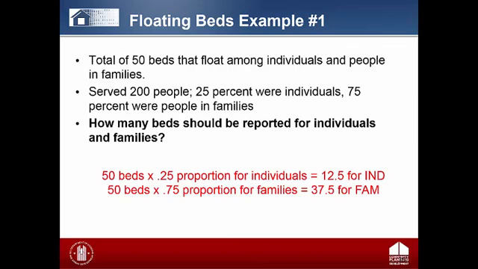To calculate the number of beds to be reported for individuals, we take the total number of beds, 50, and multiply it by the proportion of beds for individuals, 25%, which equals 12.5 beds for individuals. For families, we take the total number of beds, 50, and multiply it by 75%, which equals 37.5 beds for families.